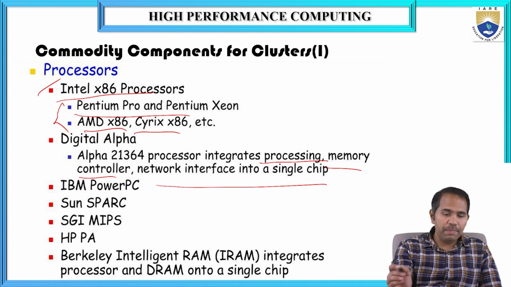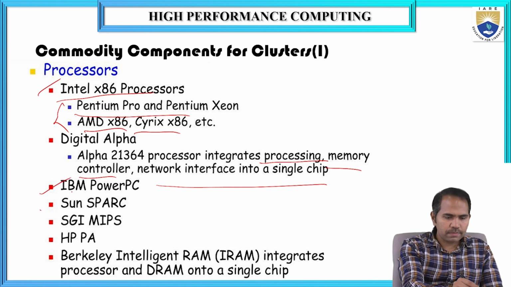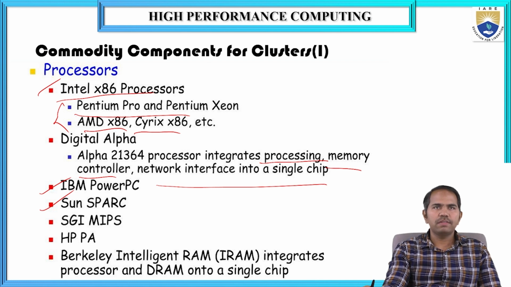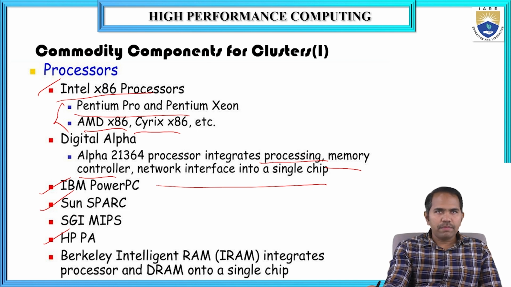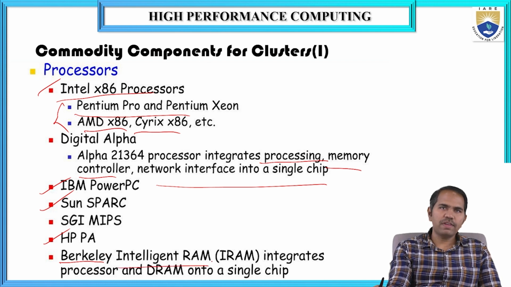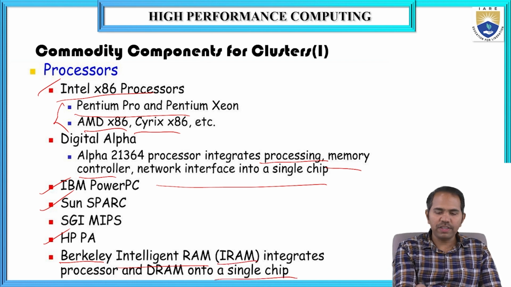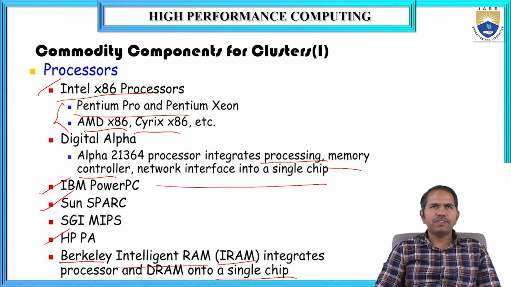Other processors are IBM PowerPC, Sun SPARC, SGI MIPS, Hewlett-Packard PA, and IRAM, Berkeley Intelligent RAM. This IRAM integrates processor and DRAM onto a single chip. This slide focused on processors, the first commodity component for clusters.